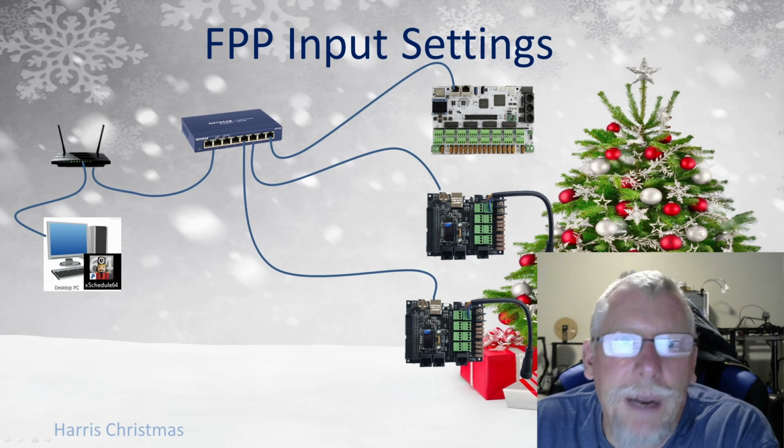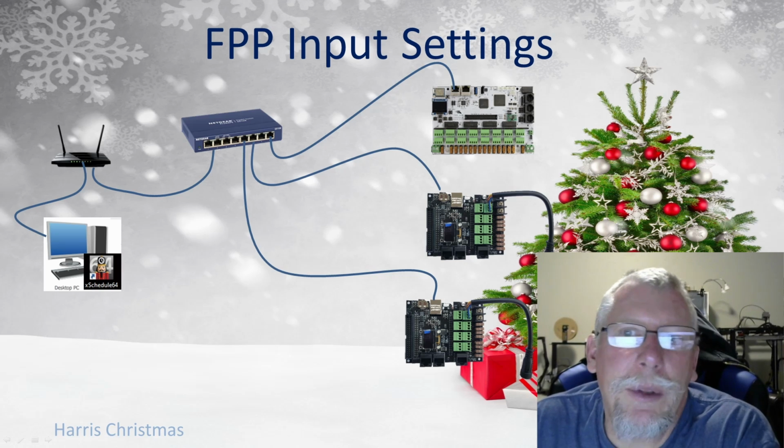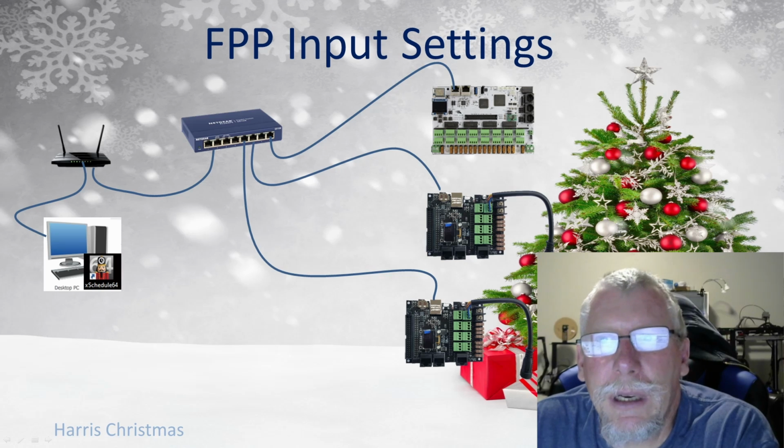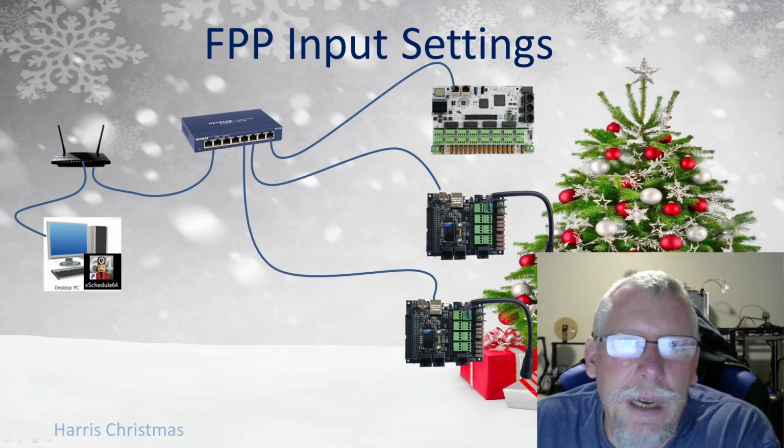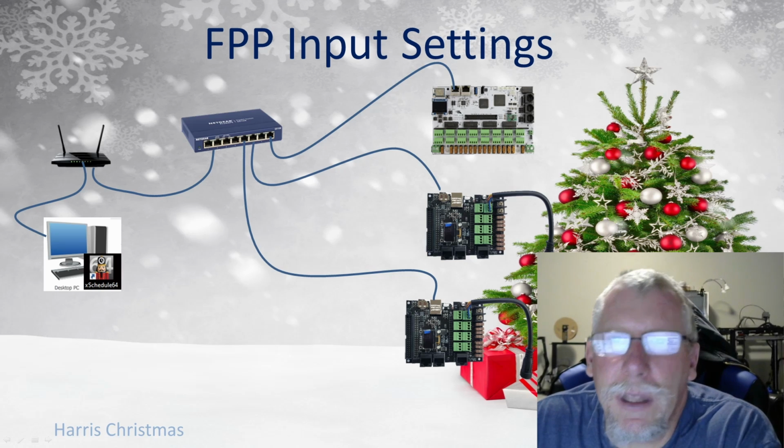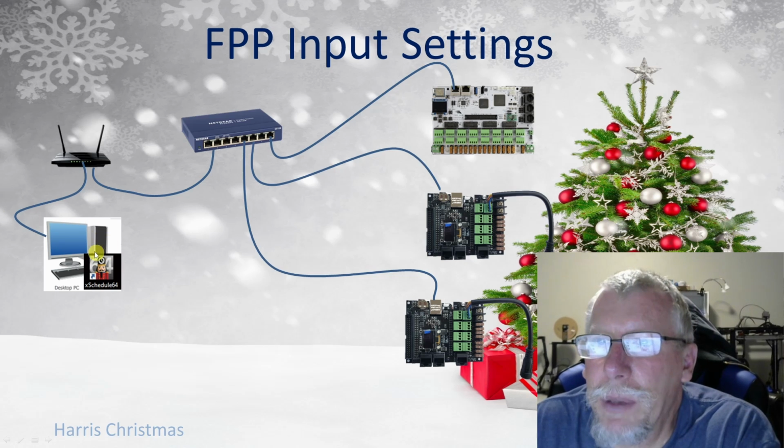DDP data does not have universes. You just need to enable the inputs, but if you're sending E131 data to the FPP device, then you're going to need to configure only the universes that that FPP is going to use. Here's an example of a home network configuration using xSchedule as a player.